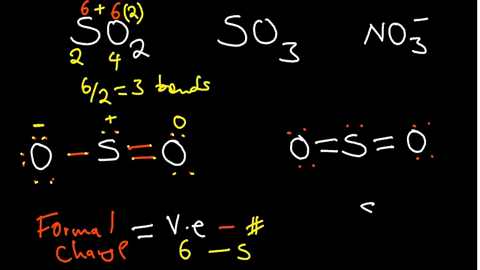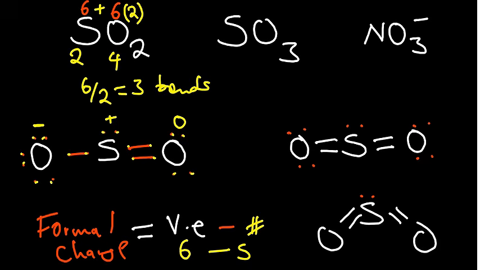So the actual structure bends like this, with the 2 lone pair electrons there on the central atom. Now, I need to show the formal charges. So we said formal charge is the valence electrons minus everything around it. So I'll start with sulfur.